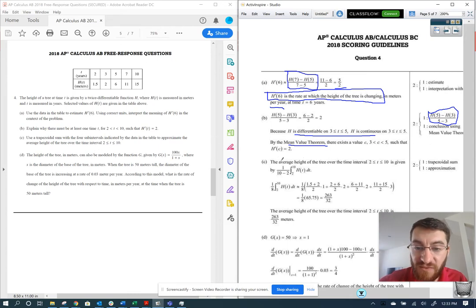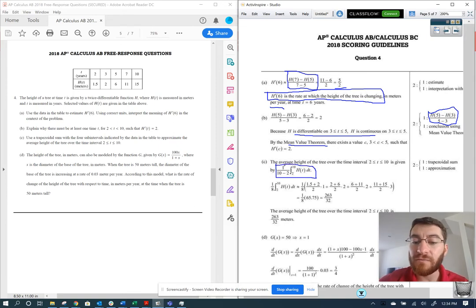All right. Part C is the average height. Okay, so we want to use a trapezoidal sum. This is really difficult because it's asking you to do a Riemann sum, and trapezoid is the longest one, and it's using it to approximate the average height. So we have height, and we want average height. That means average value, 1 over b minus a.